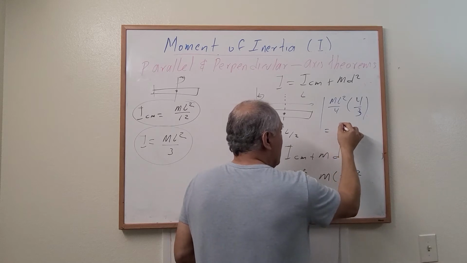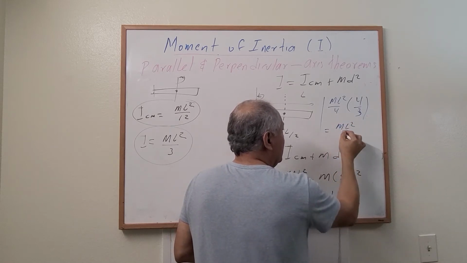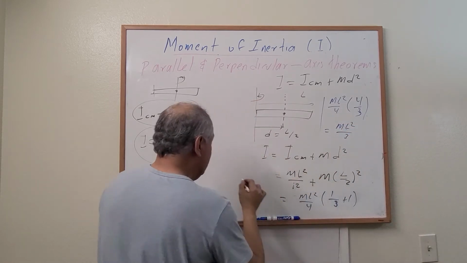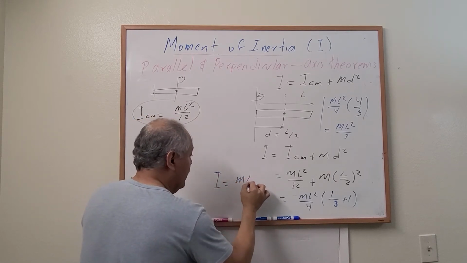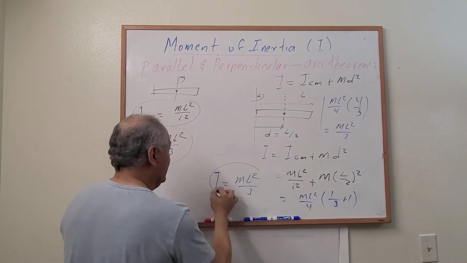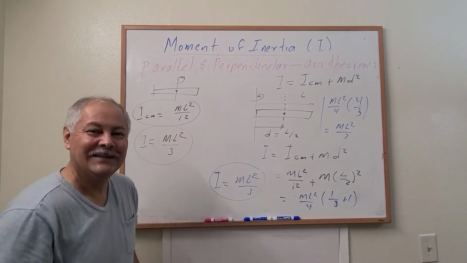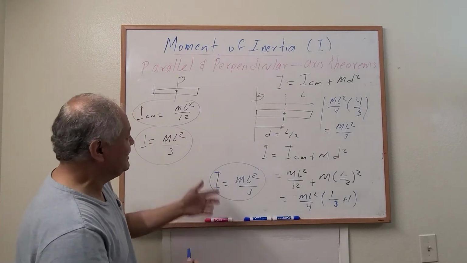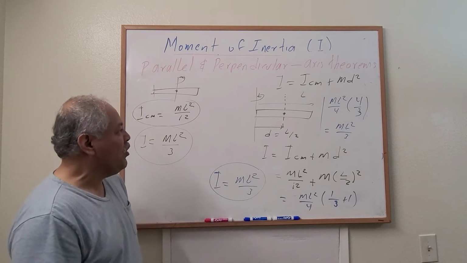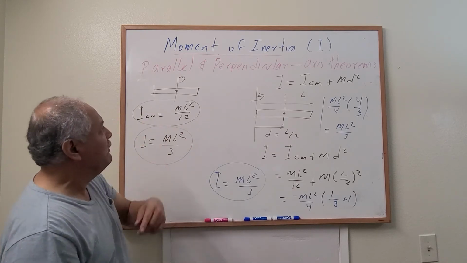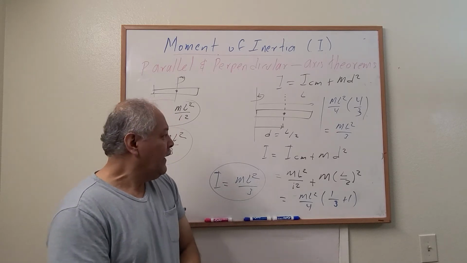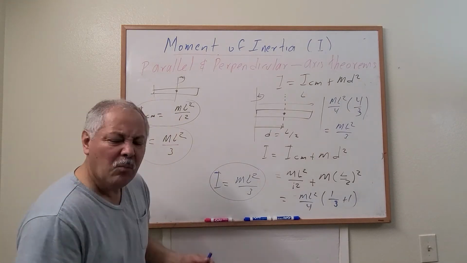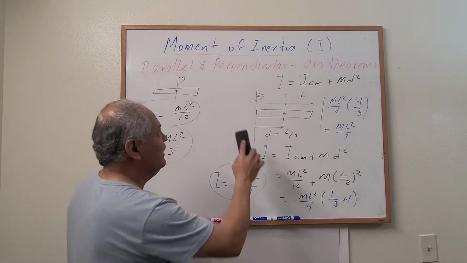And what is this? C equals M squared divided by 3, right? So the moment of inertia equals M L squared divided by 3, which is the same as this one. Got it? So the answer is the same. So this is one of the ways we use the parallel axis theorem, right? We have more examples for this theorem.